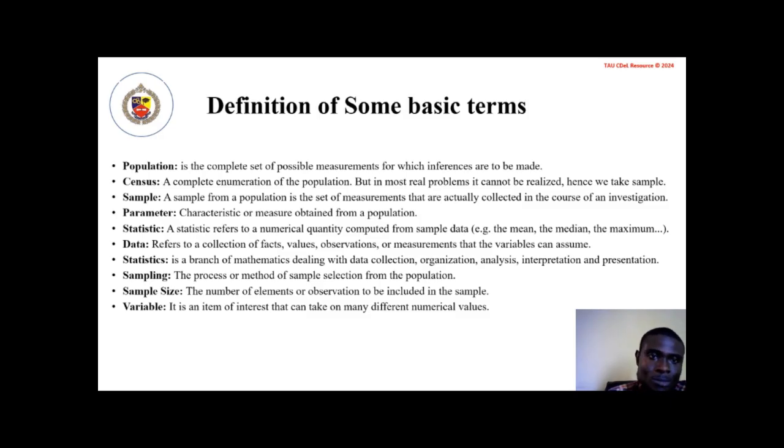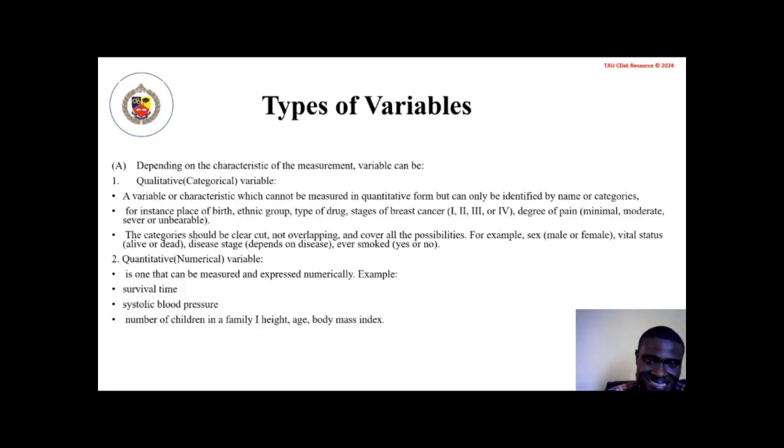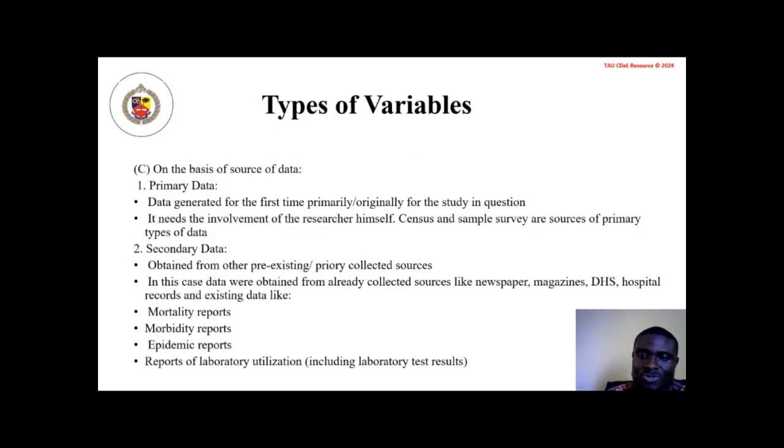Population, number 1. Population is the complete set of possible measurements for which inferences are to be made. Census is just a complete enumeration of the population. A sample is a subset of the population, that is, a measurement derived from the population. Then a parameter is just a characteristic or measure obtained from a population, such as the mean or the variance. This is not statistics. This is statistics. That is, there are no gaps between values.